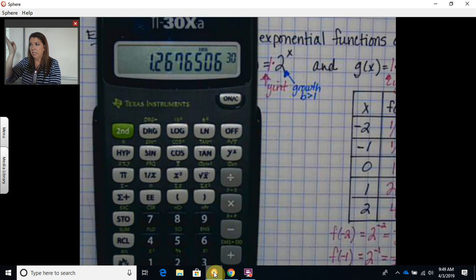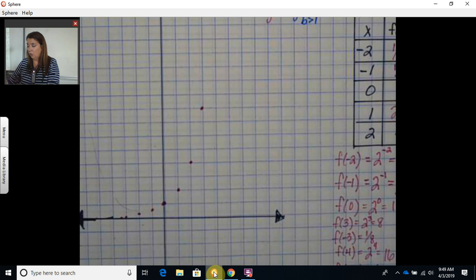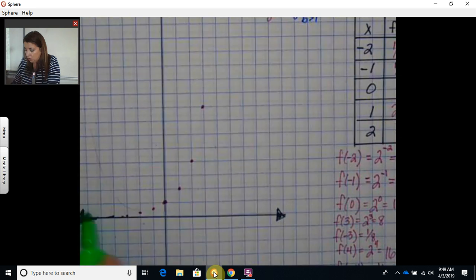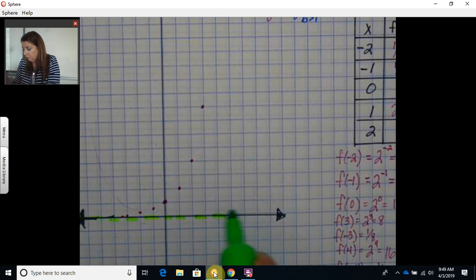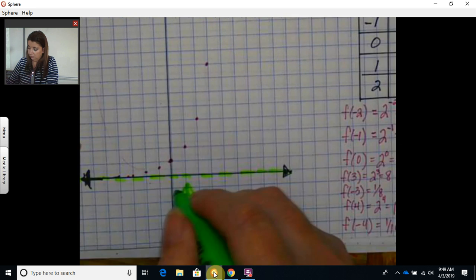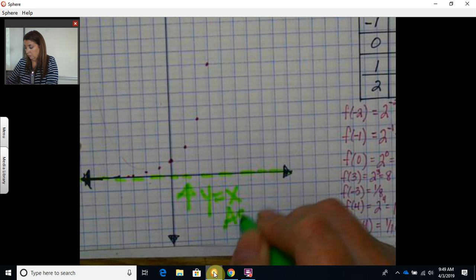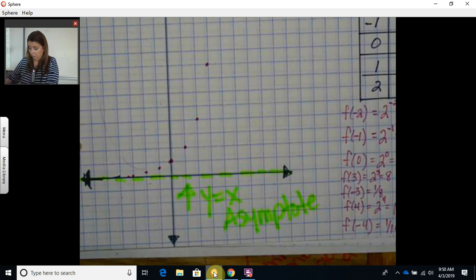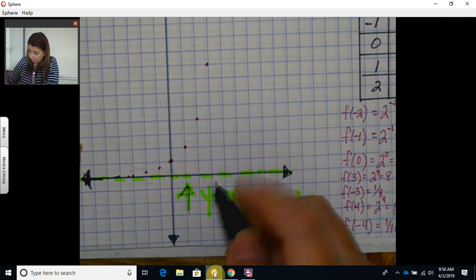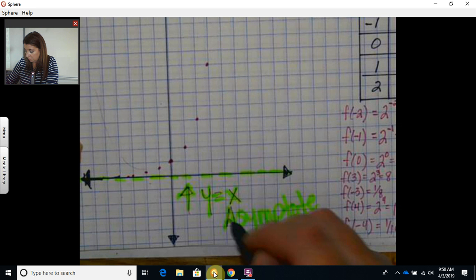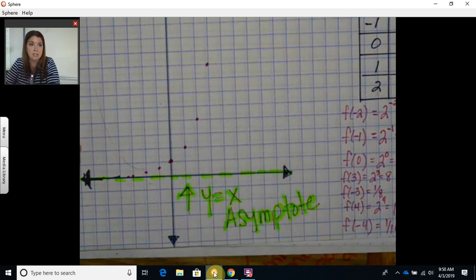So you see how it keeps getting closer to 0, but it's never going to reach 0. That's how we know that y equals 0, which is the equation of the horizontal line that crosses the y-axis at 0, is our asymptote. That's the asymptote, the equation of the horizontal line that crosses the y-axis at 0.